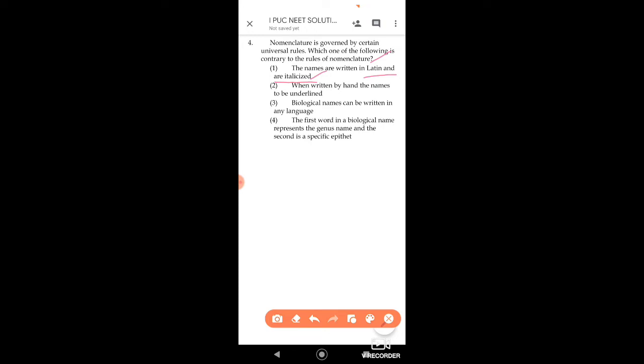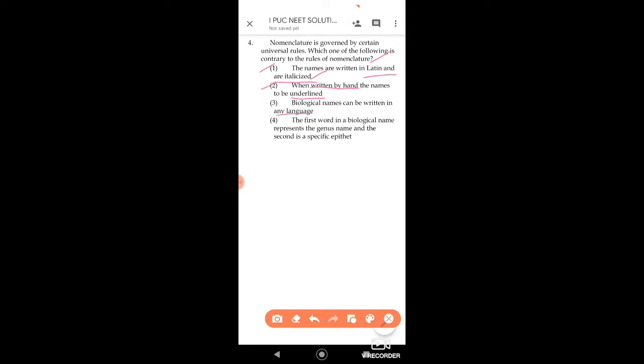If it is not italicized, then you have to write it by hand and it needs to be underlined. So statement 2 is also correct. Both statements are correct, so that is not the option we are looking for. We need the wrong statement, right? So let us go for the third option here. Biological names can be written in any language.